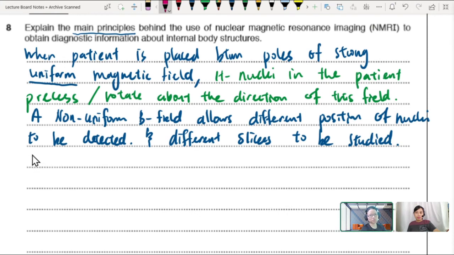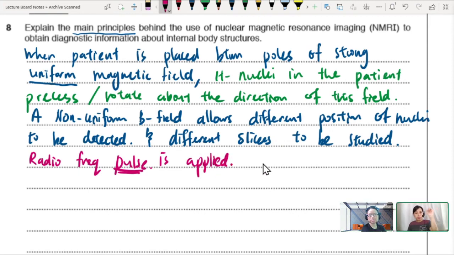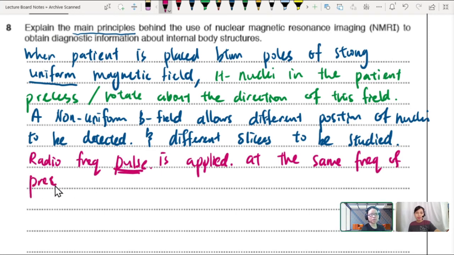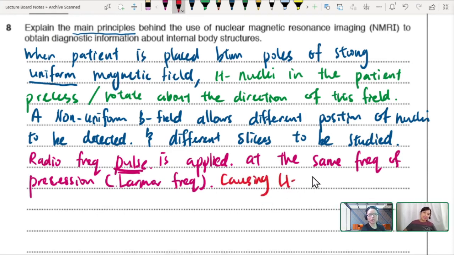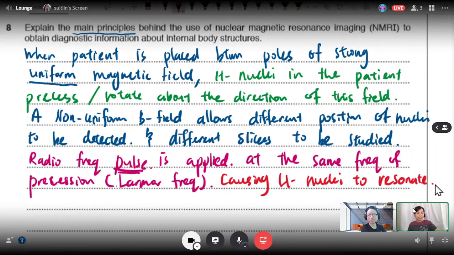So after this, you can say the radio frequency pulse. The word pulse is important. It is applied, so it comes in bursts. Pew! And then again, pew, pew, pew. Then at the same frequency of precession, also known as the Larmor frequency, causing the hydrogen nuclei to resonate. That's why they can get excited.